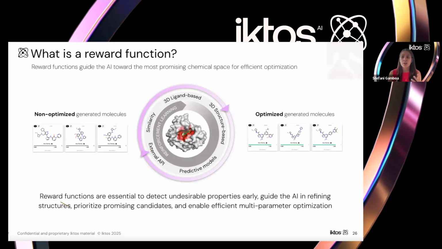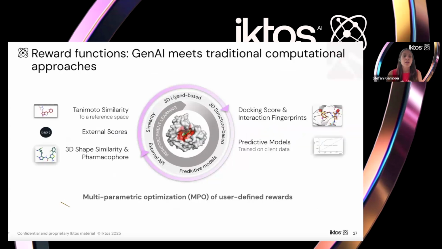So why are reward functions important? Because they are essential to detect undesirable properties early, guide the AI in refining substructures, prioritize promising candidates, and also enable efficient multi-parametric optimization. The possible reward functions that you can use with our GenAI are, for example, the Tanimoto similarity to a reference space. Basically, if you have a chemical series, or maybe a compound of your design that you want to continue exploring, but not moving very far away from your scaffold, then you can use this constraint with our technology. Then let's say that you also have your 3D structure base.